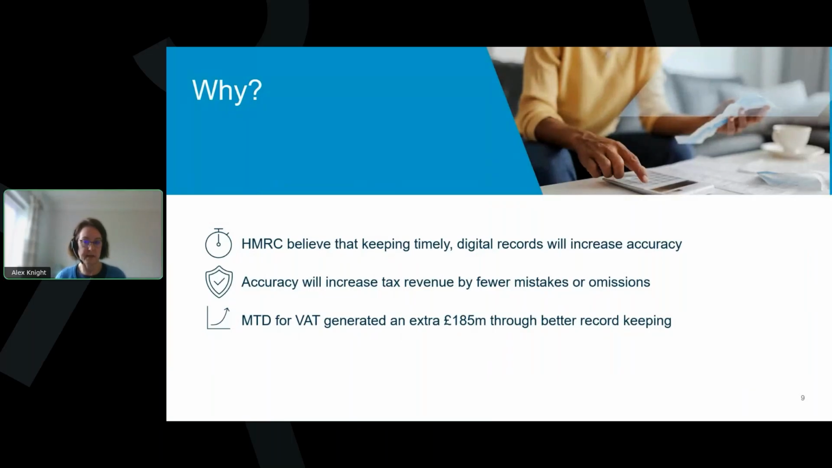Why are HMRC introducing MTD? The main reason for HMRC rolling out MTD for income tax is because they believe that keeping digital records on a regular basis will increase accuracy. This is probably true, as there could be a gap of up to 21 months between a transaction being incurred and it being finally reported on a tax return.